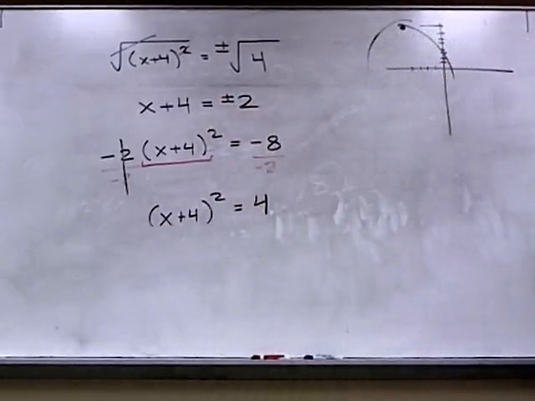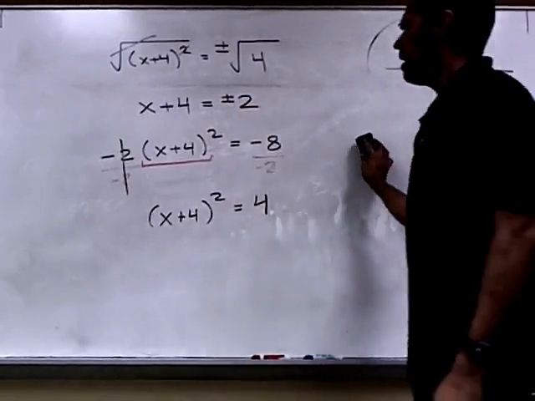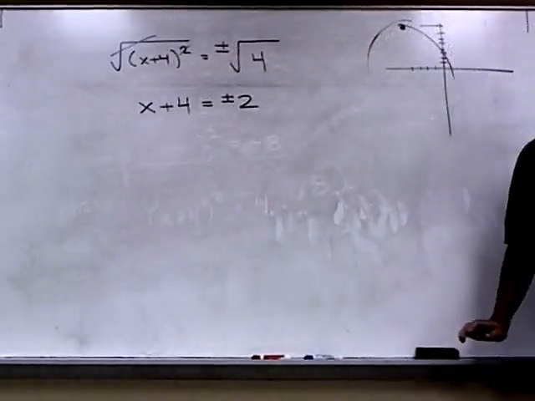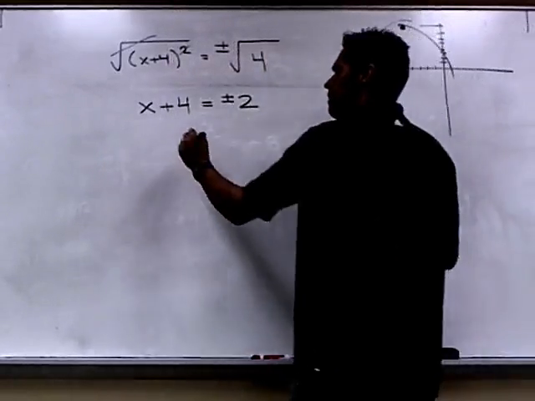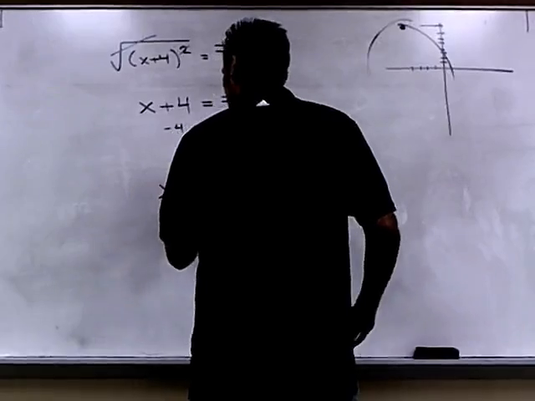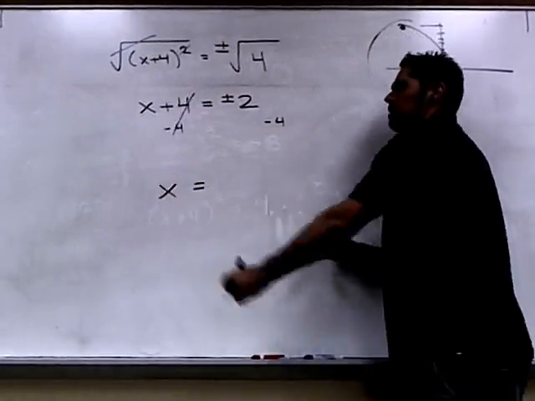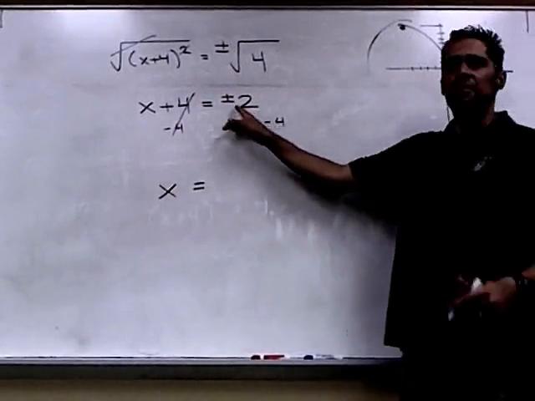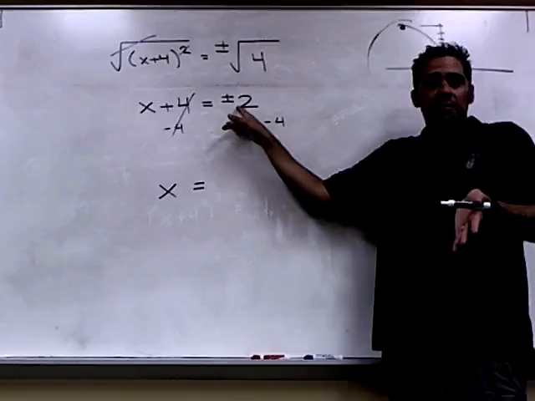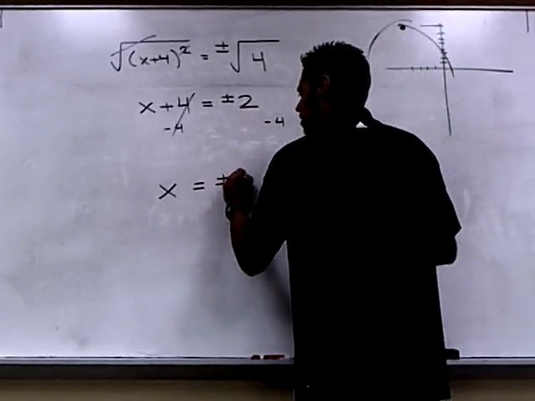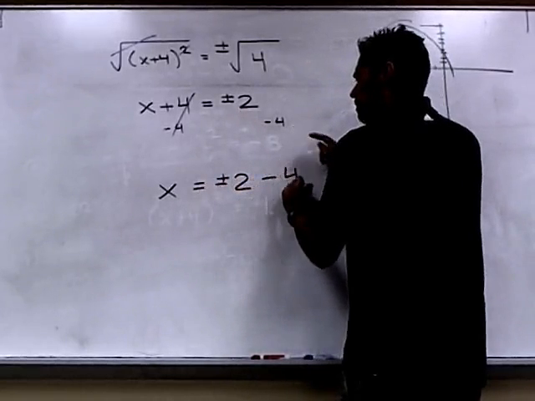We are almost done. I almost have x by itself. All I need to do now is what? Subtract 4, subtract 4. Now be careful with this step. When you subtract 4 here and subtract 4 here, here's the way you should write this. On the left side, the 4's cancel. On the right side, this represents two different numbers, positive 2 and negative 2. So the way I'm going to write this is as follows. Plus or minus 2, and then I'm going to subtract 4.